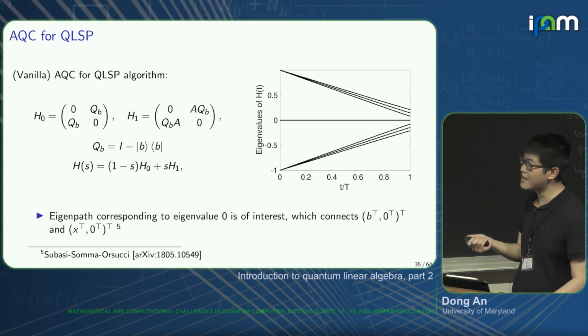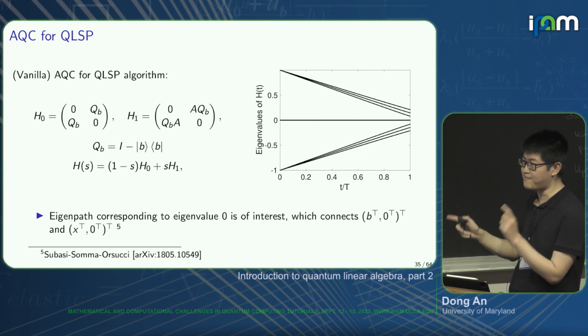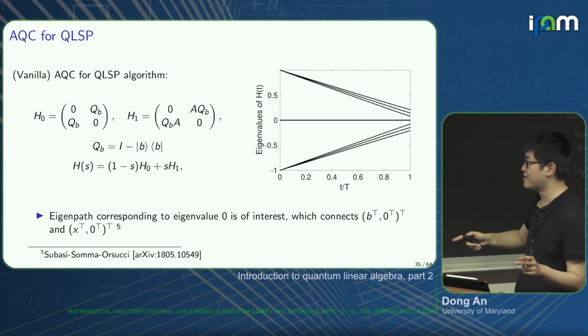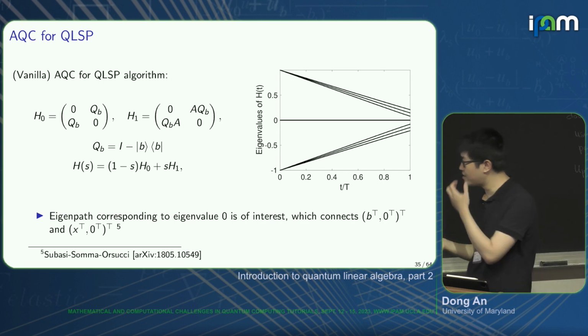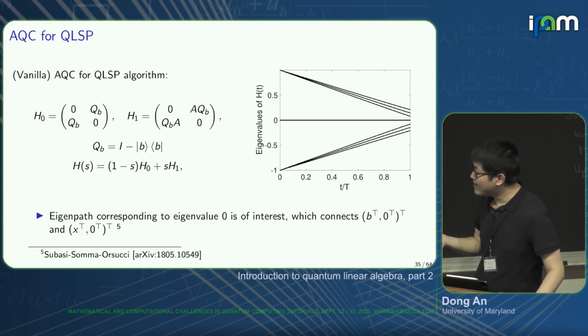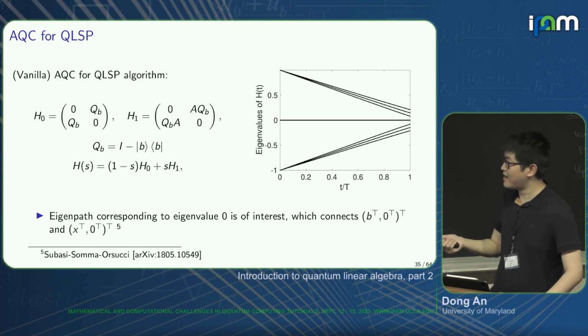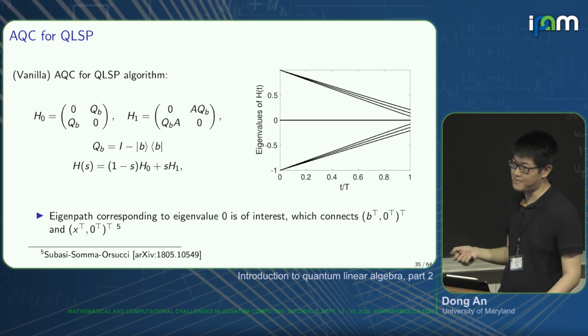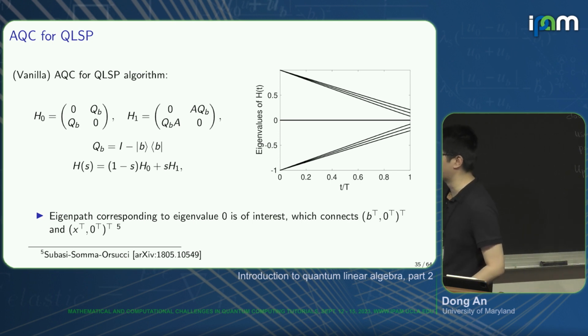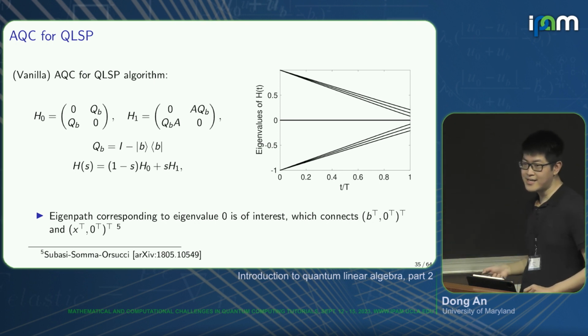And H0 is something like 0 Q_b, Q_b 0, which only depends on the right-hand side of my linear system. Q_b is the projector onto the orthogonal complement of the space spanned by b. And then H1 is the final Hamiltonian, and it looks like this. These two Hamiltonians are quite simple, and the block encodings are efficiently constructible given the state preparation of b and the block encoding of A, of course. So it is not hard to construct the block encoding of these two matrices. And then it can do the desired thing.